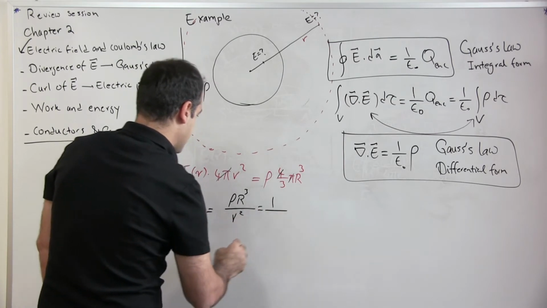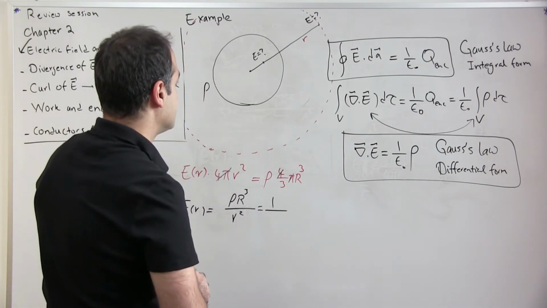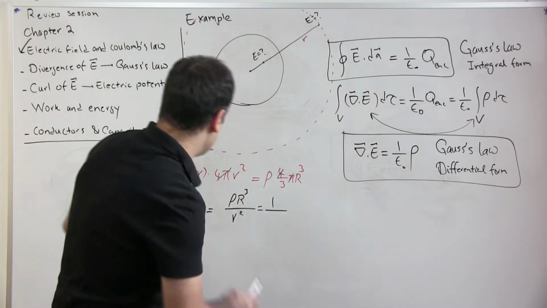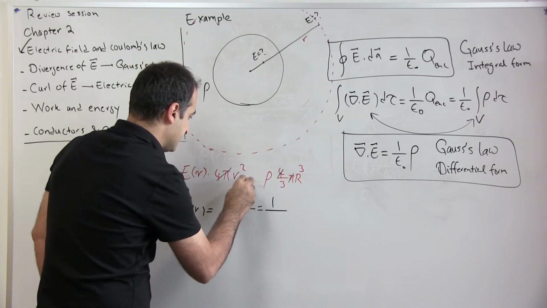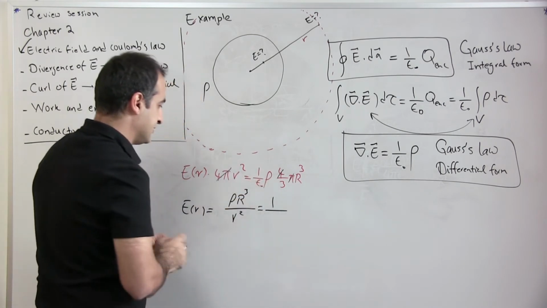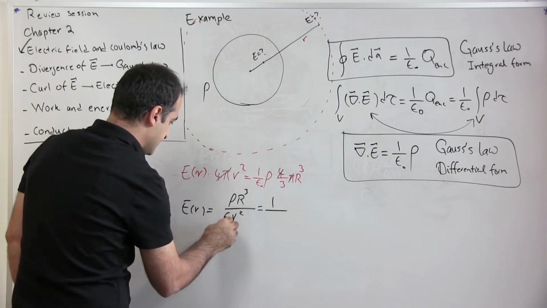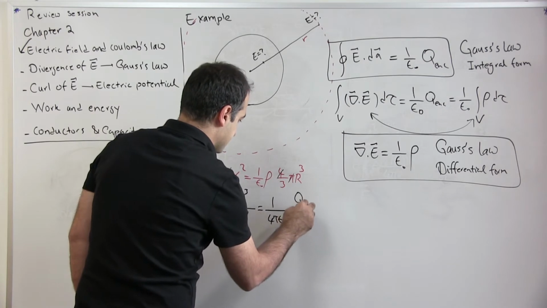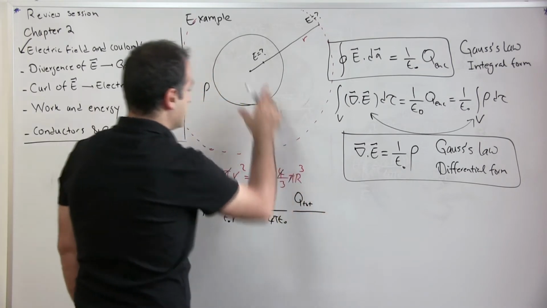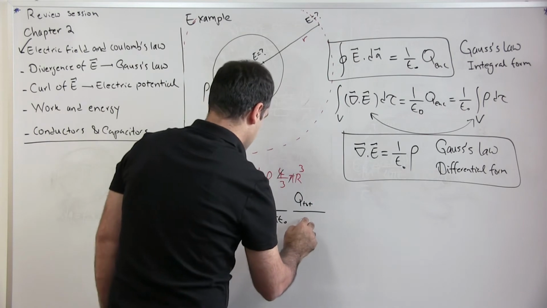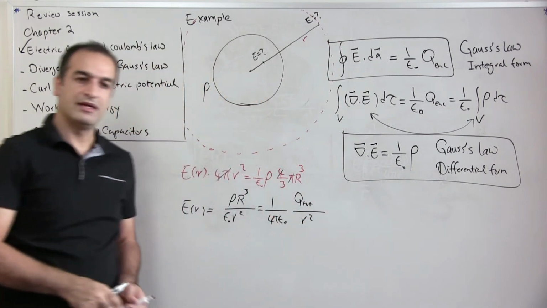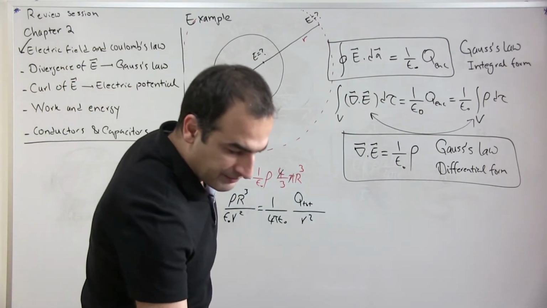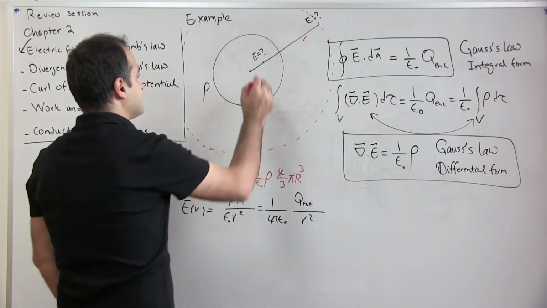And by the way, I'm missing 1 over epsilon 0 here. So this should have a 1 over epsilon 0 factor as well, so we get epsilon 0 here. And that is in fact equal to 1 over 4 pi epsilon 0 times Q total, which is the total charge on the sphere, divided by r squared, very similar to the electric field created by a point charge.